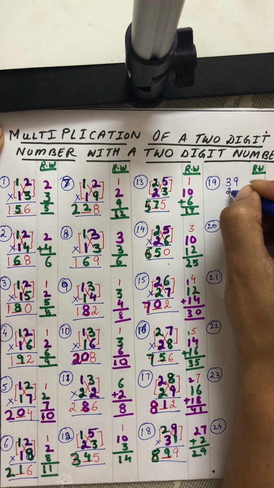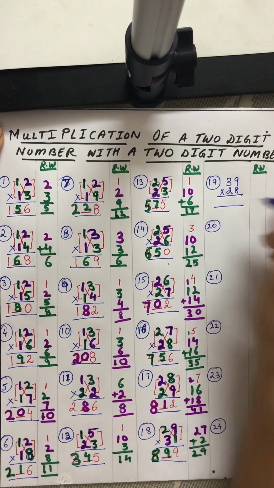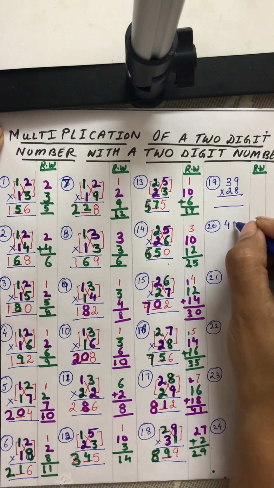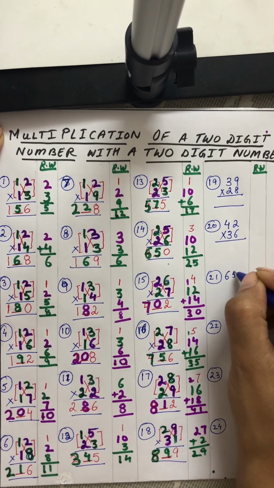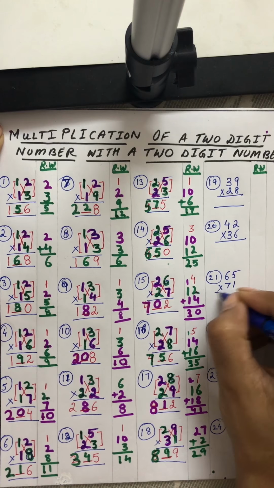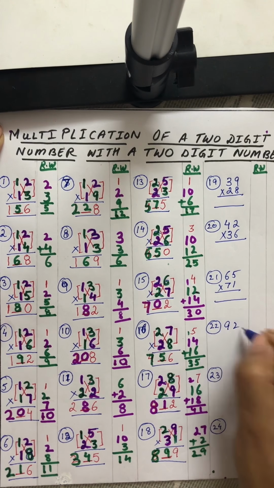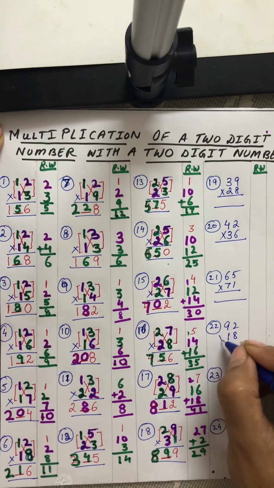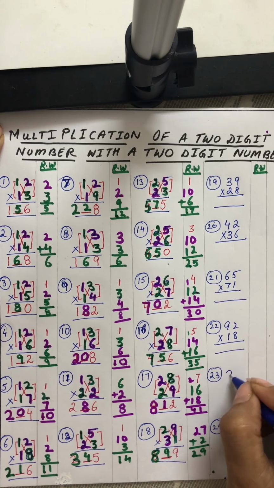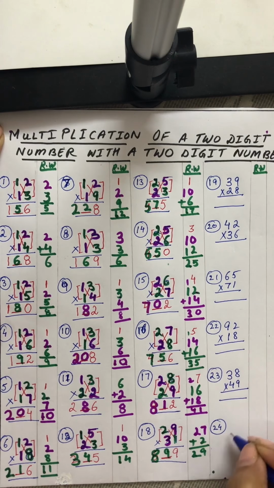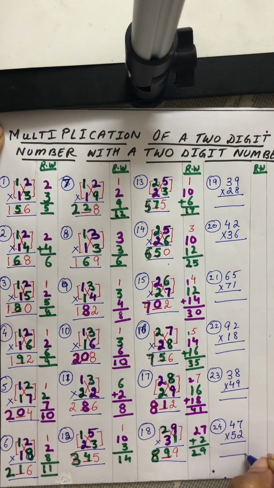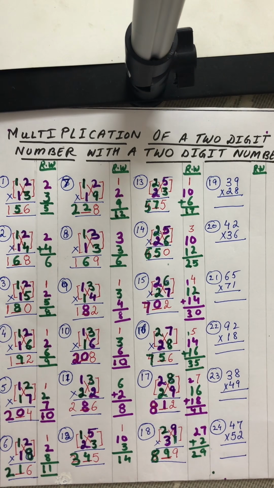39 multiplied by 28, then 42 multiplied by 36, 65 multiplied by 71, 92 multiplied by 18, 38 multiplied by 49, and 47 multiplied by 52.